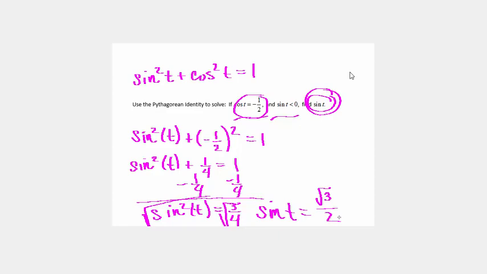Now, as you might recall from algebra, me taking a square root of both sides of an equation like this means that really I should have a plus or minus in front of this result. That is important, it should be there.